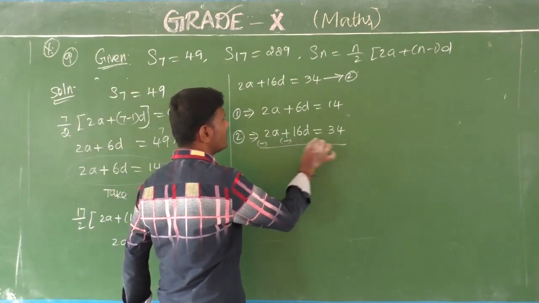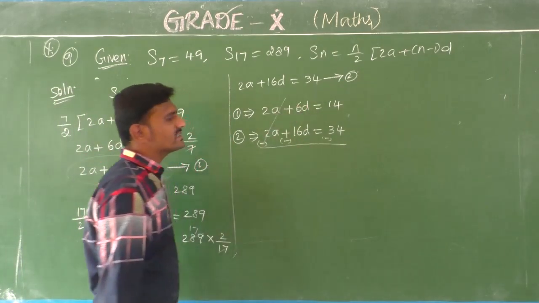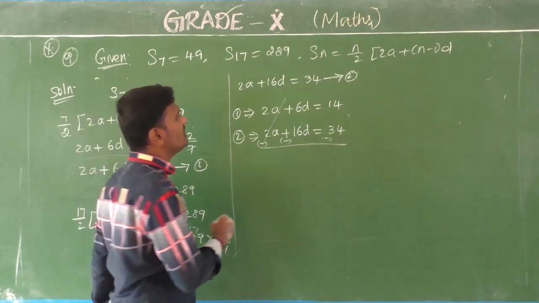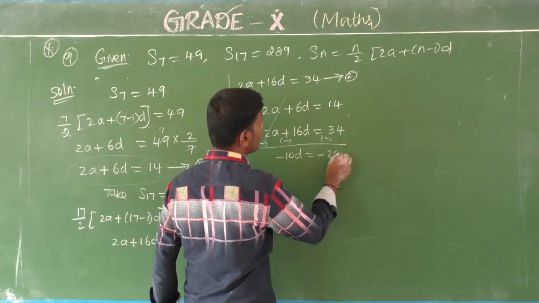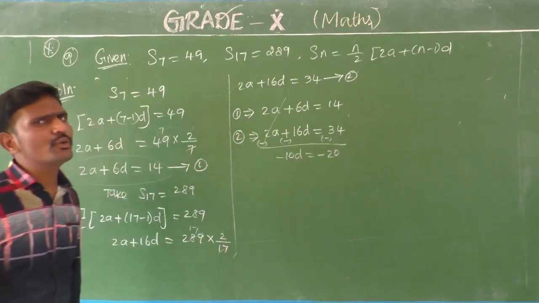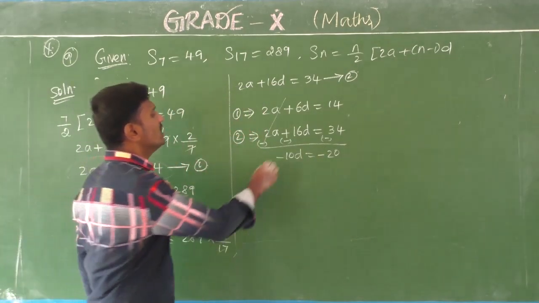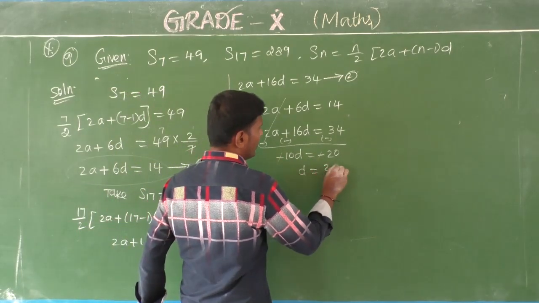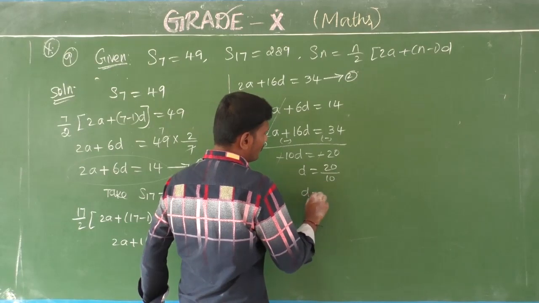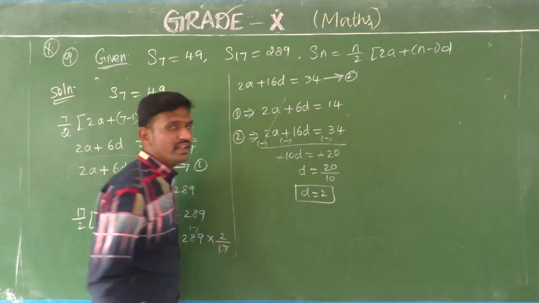Negative, minus, minus, minus. So 2a cancels. 6d minus 16d gives minus 10d, which is equal to minus 20, because 34 minus 14. Yes, student. Okay. Now minus minus on both sides also cancel. Now d equal to 20 by 10. So the value of d is 2.